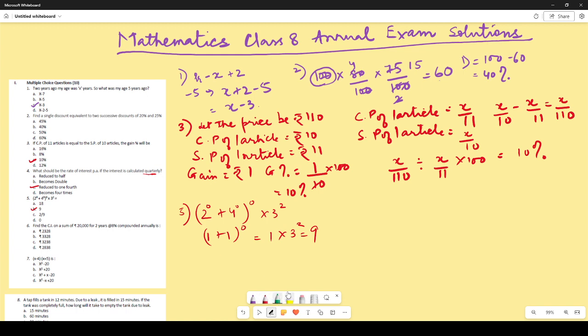Okay, now let us take up question number 6 over here. Find the CI on a sum of 20,000 rupees for 2 years at 8% interest compounded annually. Right. So, what is the formula that you use? A is equal to P into 1 plus R by 100 to the power of N. So, N is how much? 2 years. Right. So, it will be 20,000 into 108 by 100 into 108 by 100, right? So all these zeros move away.